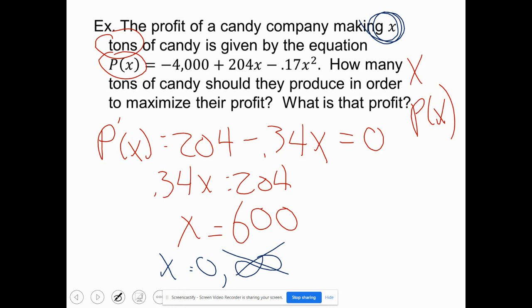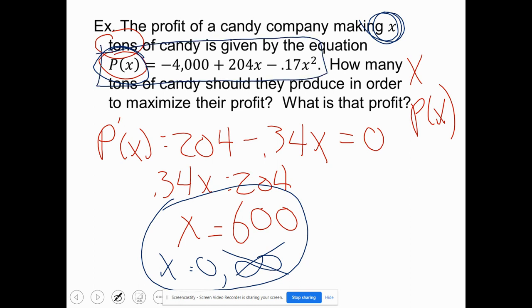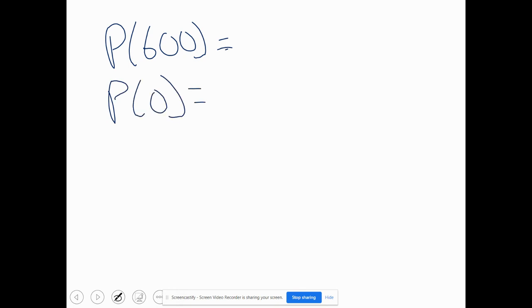Now we're going to take my one endpoint that we do have, and when the slope equals 0, which is at 600, and we're going to plug them into the original equation, the one that was given in the graph, because we want to know which one is the maximum profit. So we want the profit at 600, and the profit at 0. Now, you would definitely have a calculator on this problem. To save you a little time, if you plug in 600, you would come back with 57,200. If you plug 0 in there, that's a little easier. You get negative 4,000.